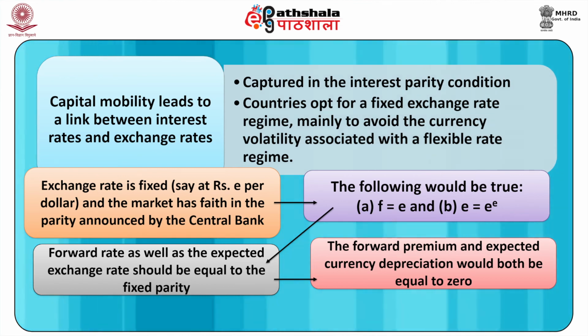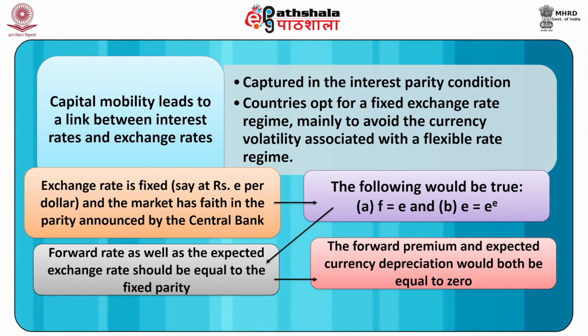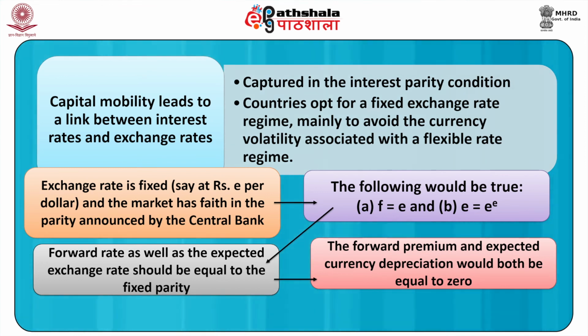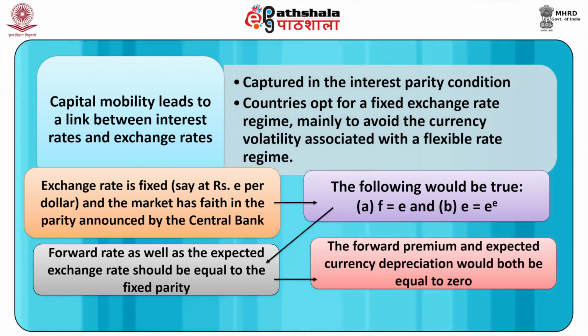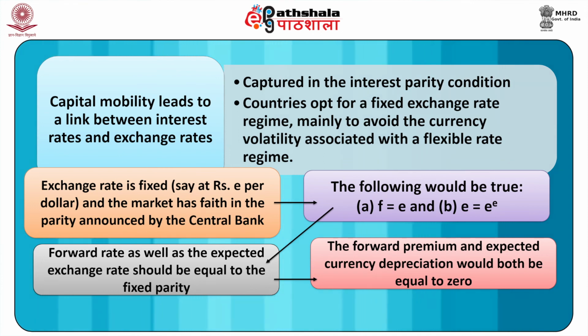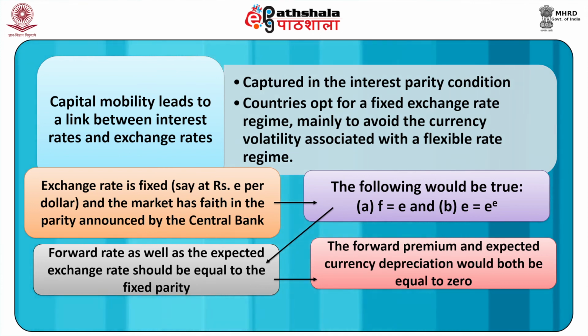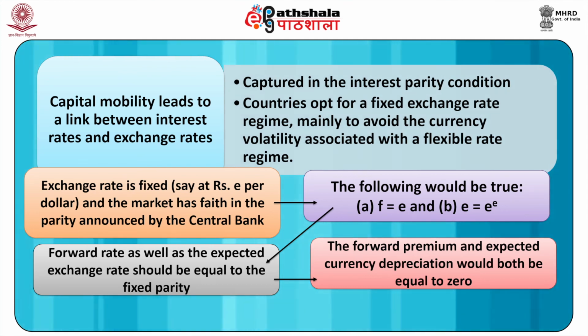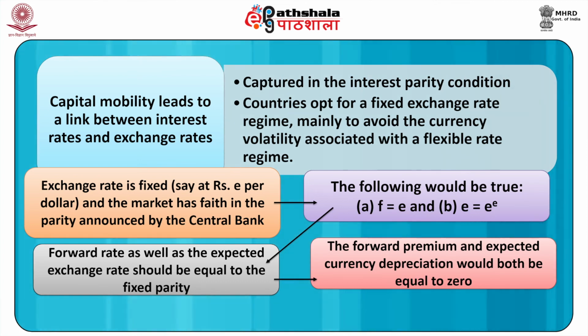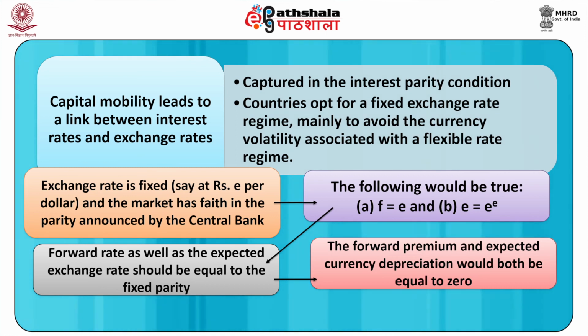Given unrestricted capital flows and a fixed exchange rate, let us see what is implied by the interest parity condition. Once the exchange rate is fixed, say at rupees E per dollar, and the market has faith in the parity announced by the central bank, that is, agents believe the parity would hold in the future, the following would be true. First, F is equal to E, and secondly, E^e is equal to E, that is, the forward rate as well as the expected exchange rate should be equal to the fixed parity. So the forward premium and expected currency depreciation would both be equal to 0.